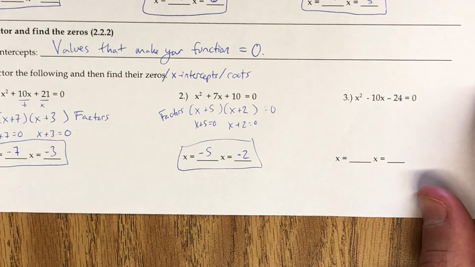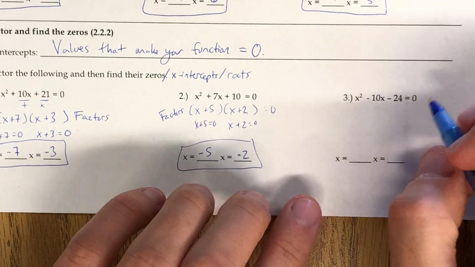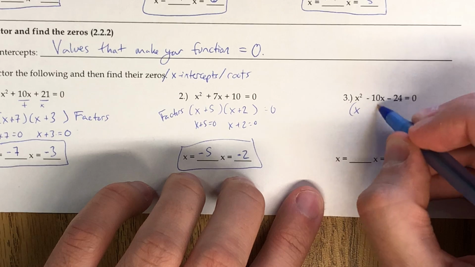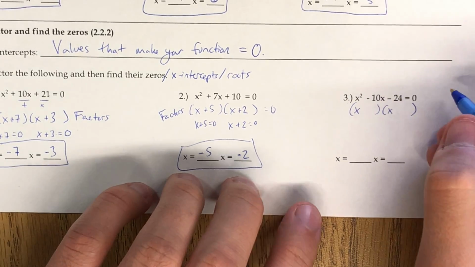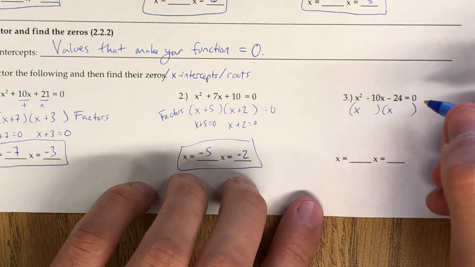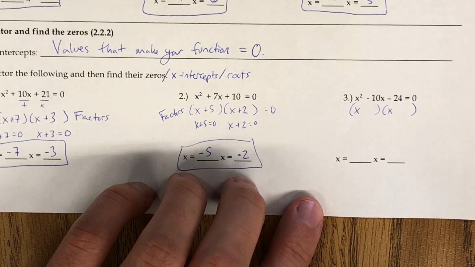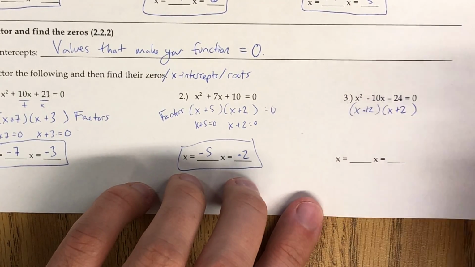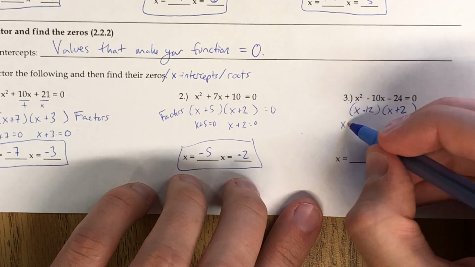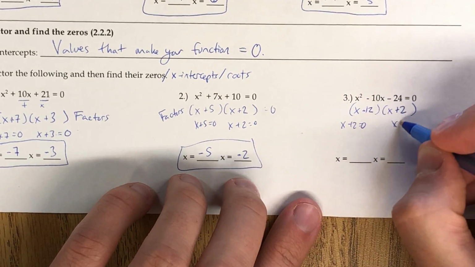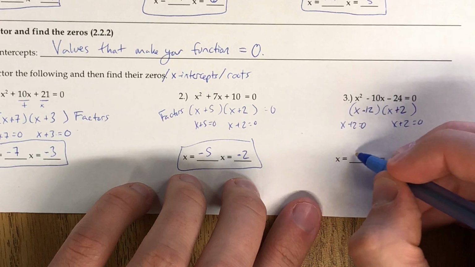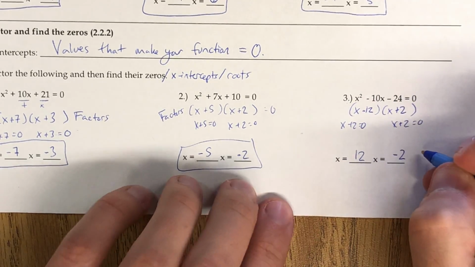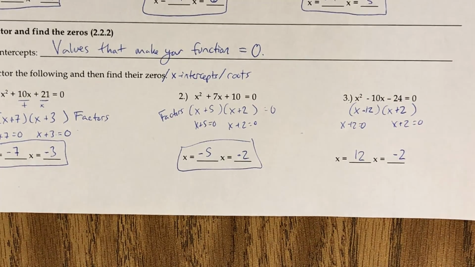Same thing here for number 3. So to find the zeros, we start by factoring. So look for what multiplies to negative 21 adds to negative 10. Might have to think about that one a little bit. But you should get negative 12 and 2. So set each factor equal to 0. X minus 12 equals 0. X plus 2 equals 0. So you get x equals 12 and x equals negative 2 when you go ahead and solve for 0.